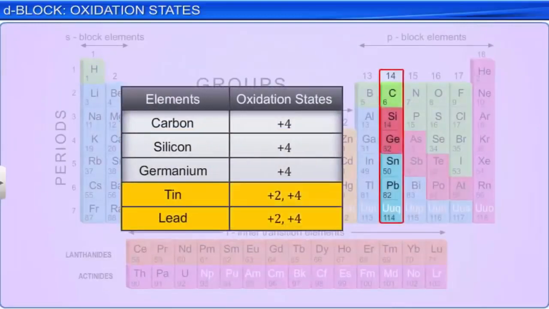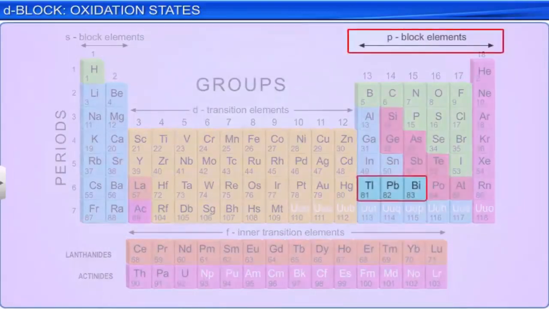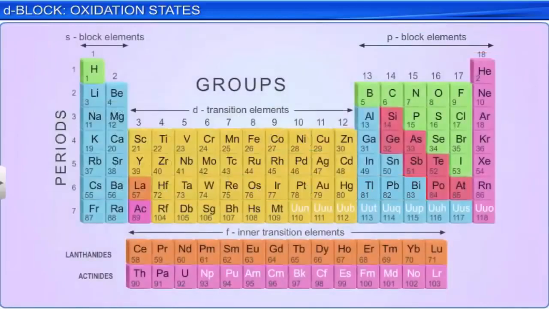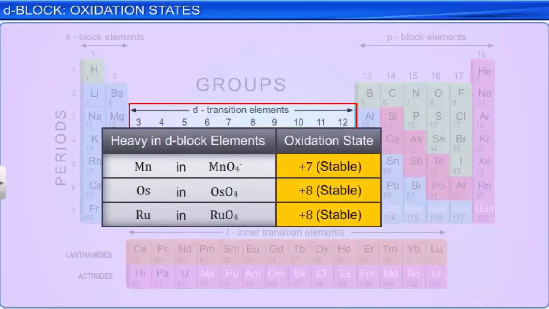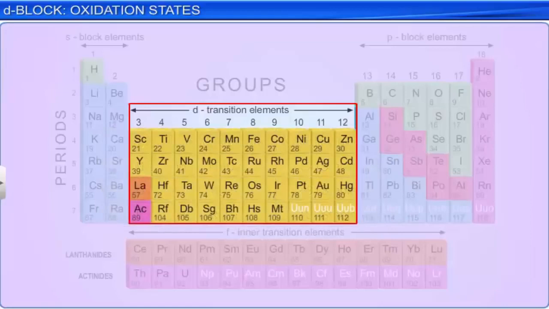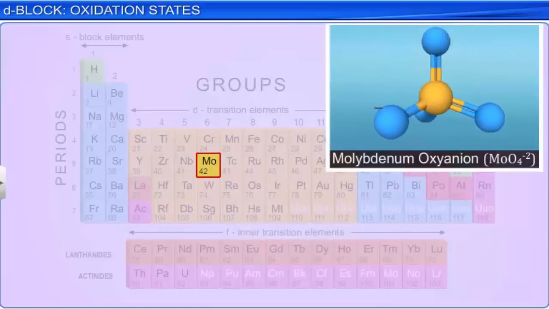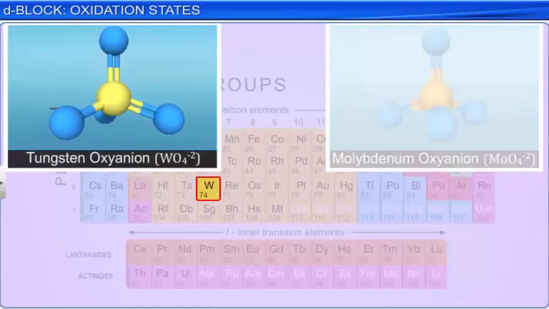You know that in p-block elements, lower oxidation states are favored by heavier elements because of the inert pair effect. But in d-block elements, higher oxidation states are more stable for heavier elements. For example, in group 6, molybdenum 6 and tungsten 6, in the form of their oxyanions, are found to be more stable than a dichromate ion, in which chromium is in its highest oxidation state of 6.